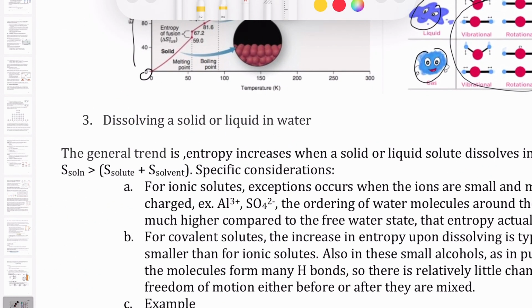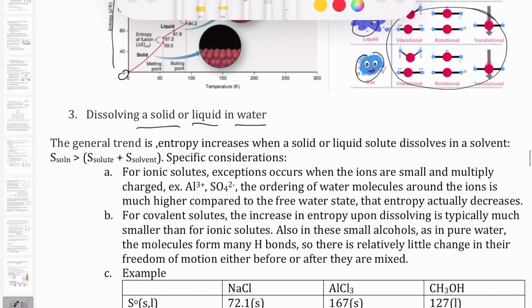Another process that increases entropy is the dissolving of a solid or liquid in water. So we typically see that when either one of these dissolves, there is an increase in entropy. The entropy of the solution, which is the mixture of solvent and solute, is going to be larger than the sum of the two separately.